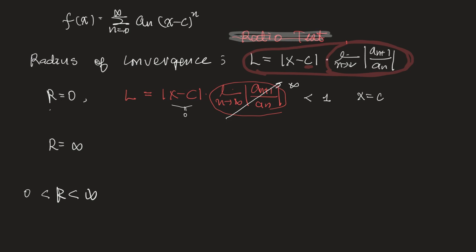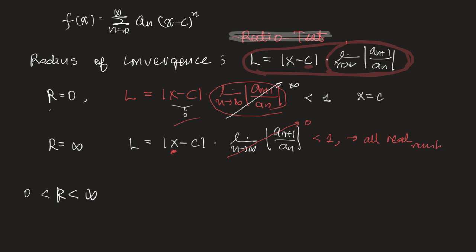Okay? The second case is the same idea: x minus c times the limit as n approaches infinity of an plus 1 over an. This might go to 0, then no matter what x value, this always makes it less than 1. Any x value is going to converge, which means any x value makes this whole thing less than 1. This case is all real numbers. So this radius of convergence is infinity.